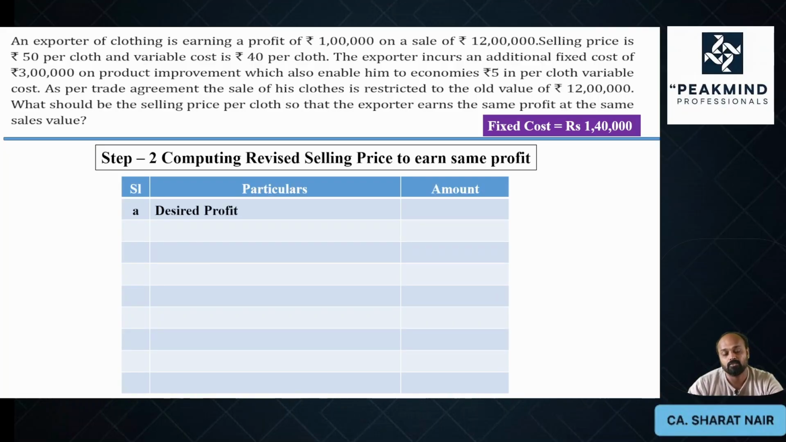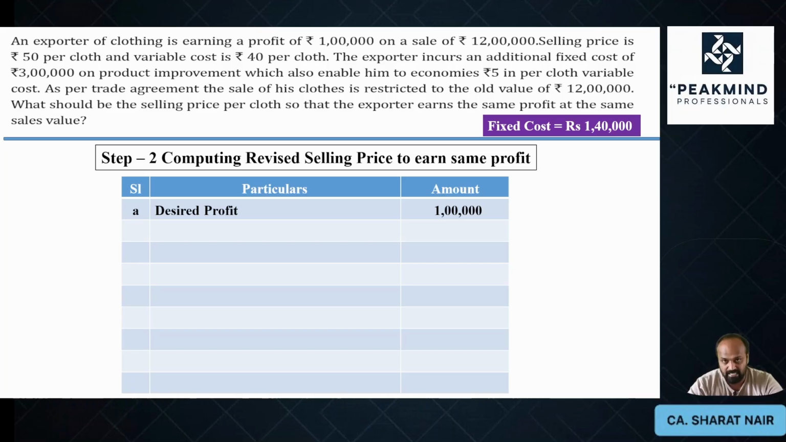Yes. So desired profit is how much? 1 lakh is what they have to maintain. Now, to find out the selling price, we are just doing the opposite way of preparing your marginal cost statement. Generally, we start with sales minus variable cost, contribution. Contribution minus fixed cost, we will get profit.